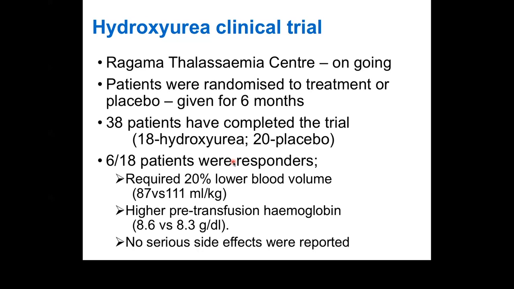hydroxyurea or placebo, and the patients were treated for 6 months. So far, 38 of our patients have completed the trial, 18 hydroxyurea and 20 placebo patients. Of those 18 patients, 6 patients we identified as responders by evaluating their hemoglobin F. And these patients required 20% lower blood volume compared to control arm patients. At the same time, they maintained higher pre-transfusion hemoglobin. Importantly, we did not observe any major serious side effects due to hydroxyurea.